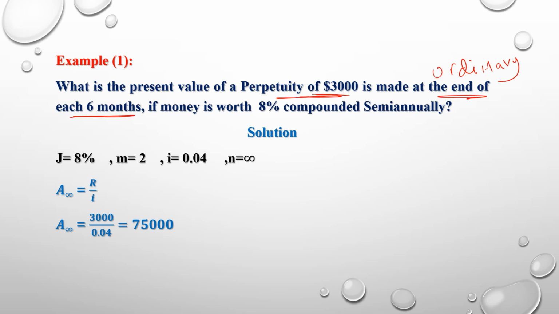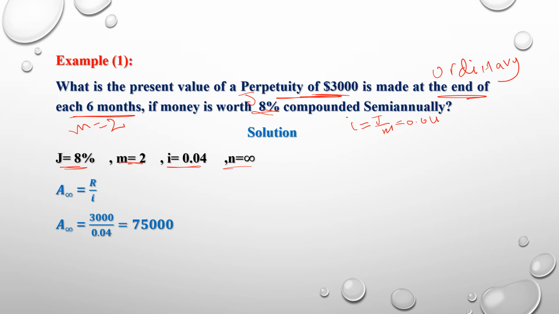and it is made twice a year, or each 6 months, and so M equals 2. The rate of interest equals 8%, which is J, and compounded semi-annually, so I equals J over M, which equals 4%. So J is 8%, M equals 2, I is 4%, and N equals infinity, as this is a perpetuity.